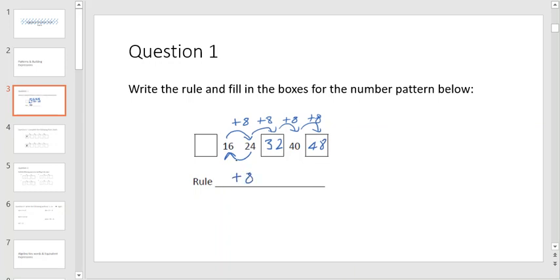Okay, and we go from left to right. That's how we read in English. So we go from left to right. But to work out this box here, well, I'm going backwards. So in this case, I could just work it out by going 16 take away 8 is just 8. I can check 8 plus 8. Yes, I get my 16.